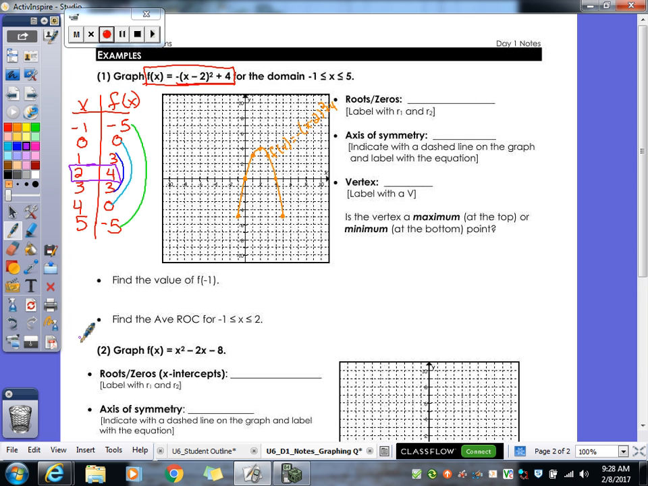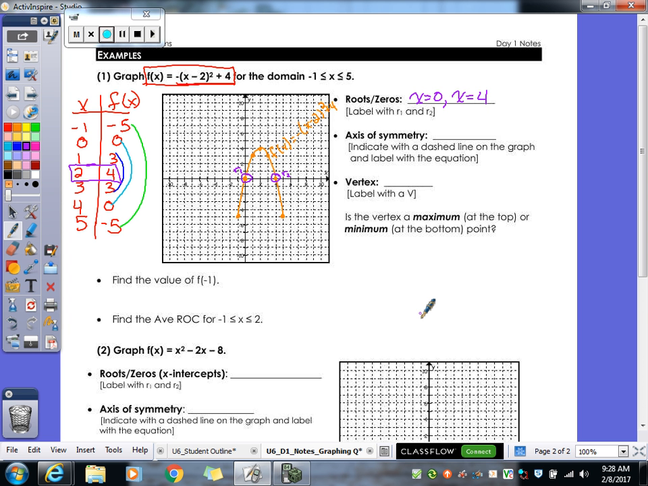So let's talk first about our roots and our zeros. How many roots do we have? 2. Here's my first one. I'm going to label it as R1. There's my second one. I'm going to label it as R2. What are my x values at those 2 points in time? 0 and 4. So x equals 0, x equals 4. Those are my 2 roots.